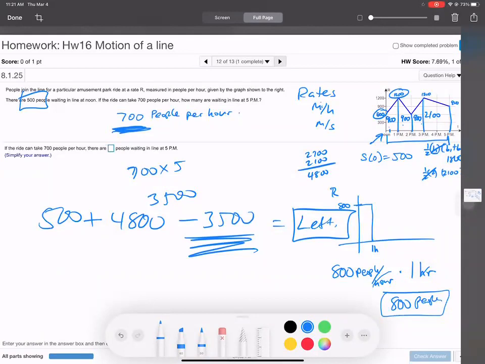Anyways, these types of questions are very similar to motion lines and motion equations, but we just switched the word from velocity to people.